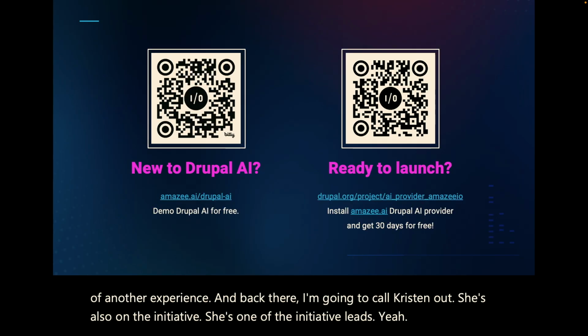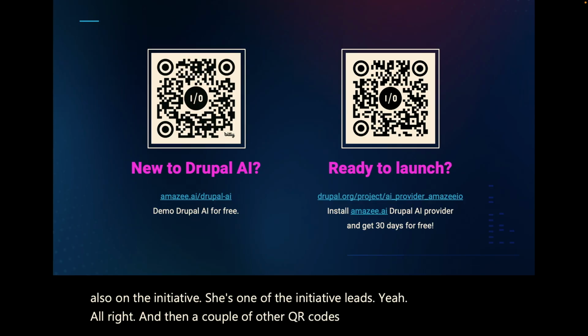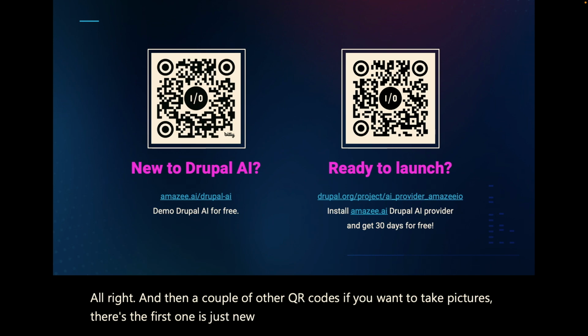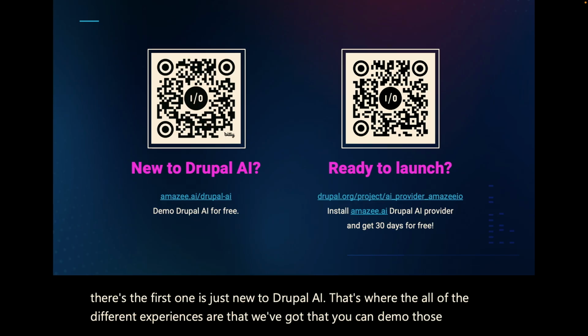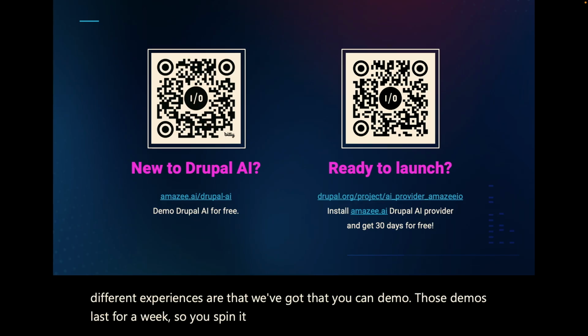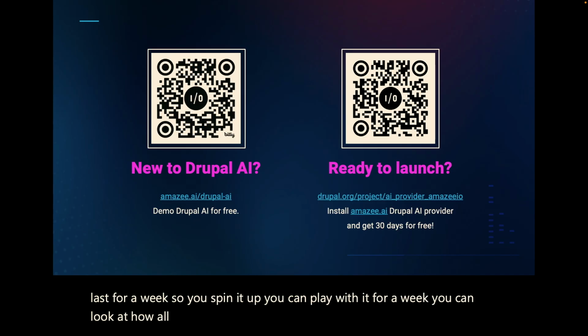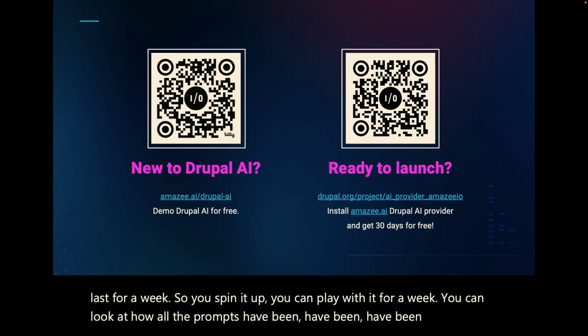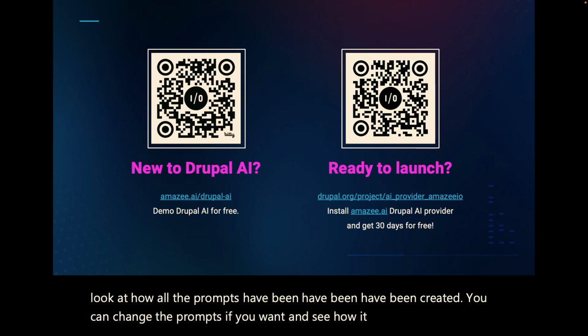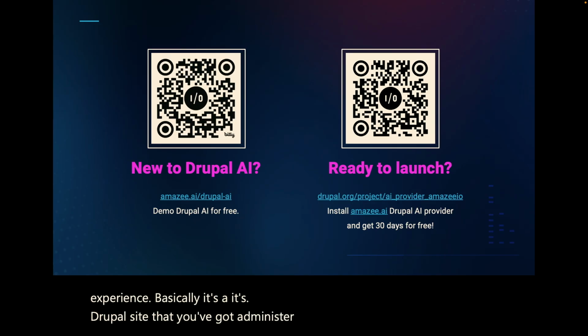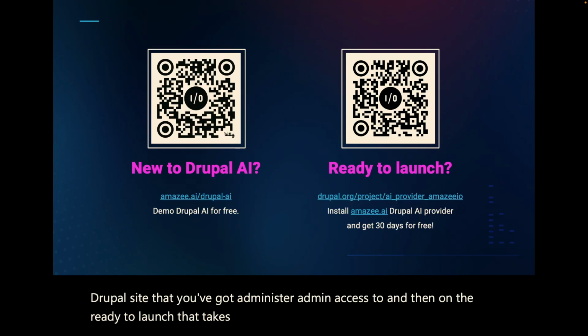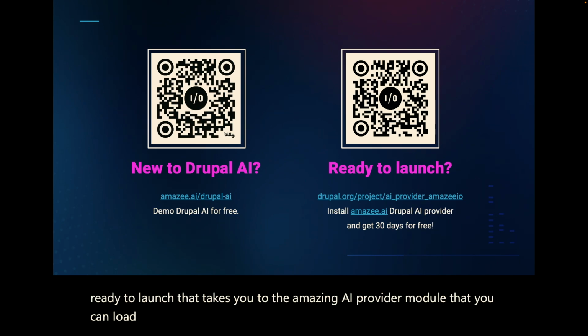All right, and then a couple of other QR codes if you want to take pictures. The first one is just new to DrupalAI. That's where all of the different experiences are that we've got that you can demo. Those demos last for a week. So you spin it up. You can play with it for a week. You can look at how all the prompts have been created. You can change the prompts if you want and see how it changes the experience. Basically, it's a Drupal site that you've got admin access to, and then on the ready to launch, that takes you to the amazee.ai provider module that you can load into your own Drupal site.